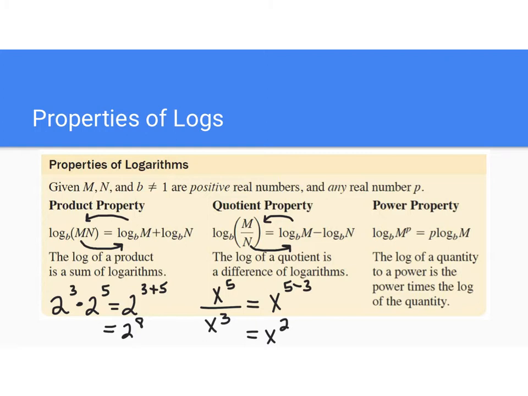of exponential functions. The power property is a little bit different. When you think about the power property, it's saying log base b of m to a power of p ends up being p log base b of m.